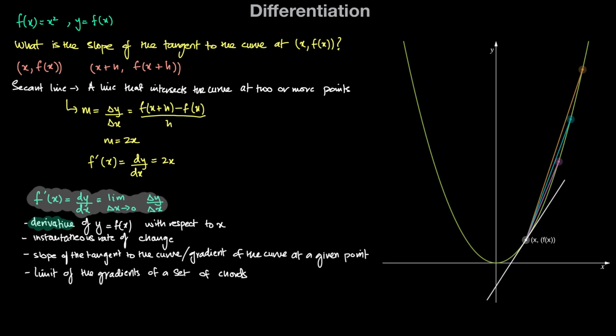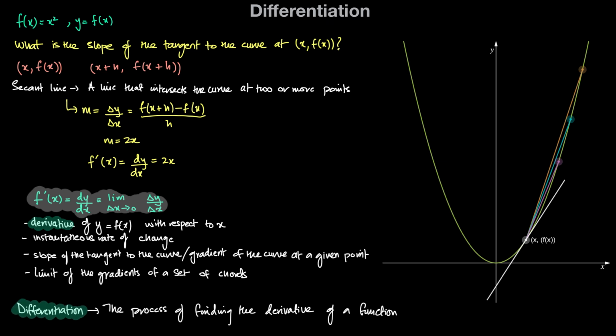So now let's answer the initial question. What do we mean by differentiation? Differentiation can be defined as the process of finding the derivative of a function. So for example, if we were to say differentiate f of x with respect to x, that simply means find the derivative of f of x with respect to x. Similarly, if we were to say differentiate y with respect to x, that simply means find the derivative of y with respect to x.